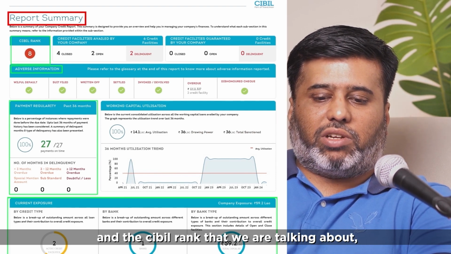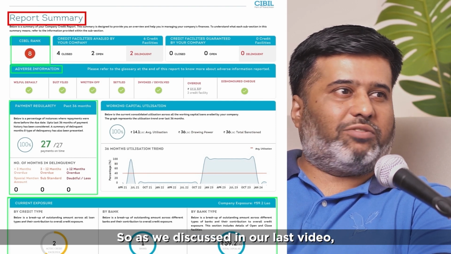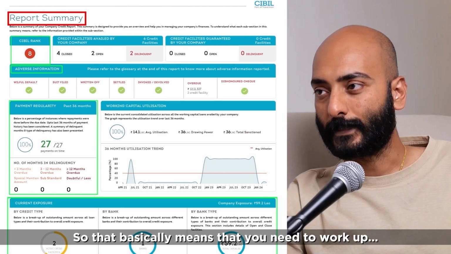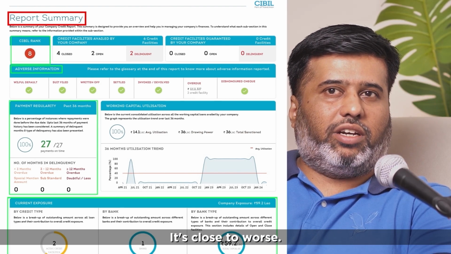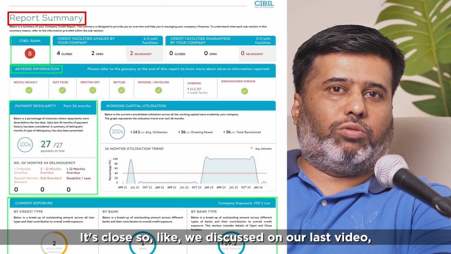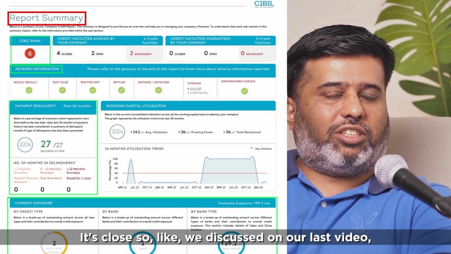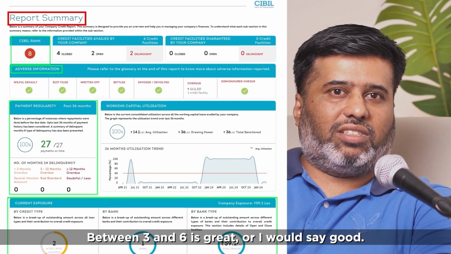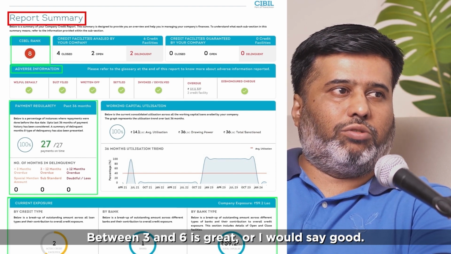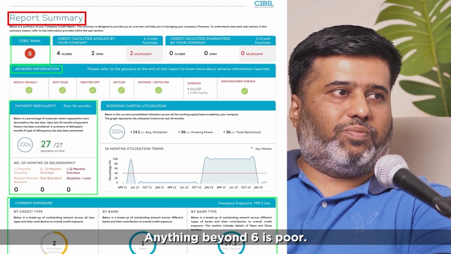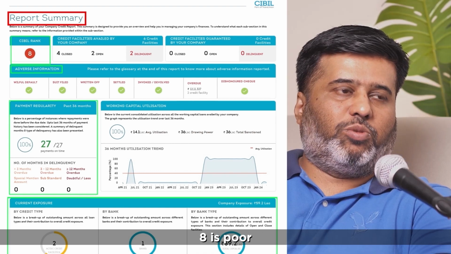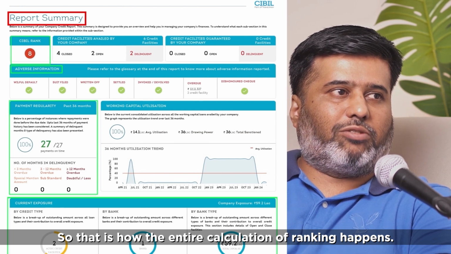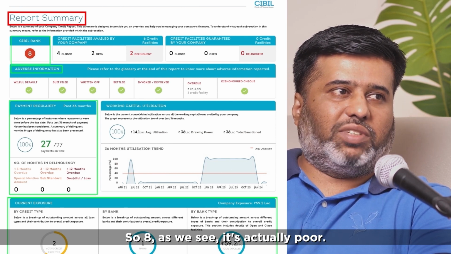And the CIBIL rank that we are talking about is 8. As we discussed in our last video, 8 is not that great. That basically means that you need to work up. It's close to worst. Like we discussed in our last video, anything between 1 and 3 is excellent. Between 3 and 6 is good. Anything beyond 6 is poor. So 8 is poor, and 10 is pretty much close to bankruptcy. That is how the entire calculation of ranking happens. So 8, as we see, is poor.